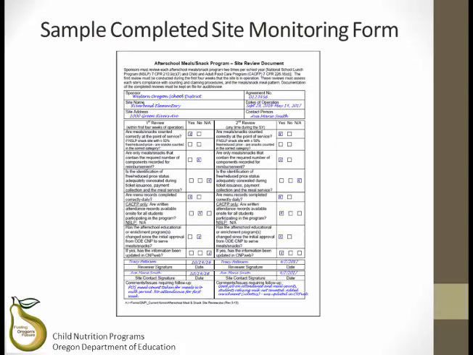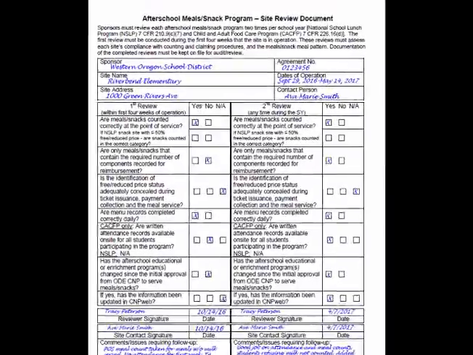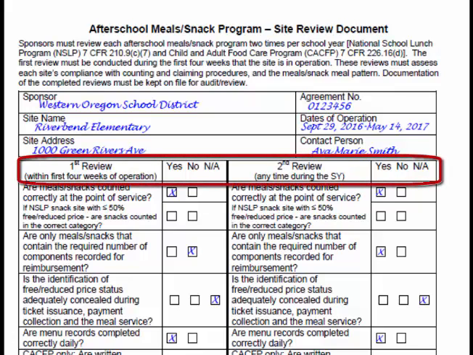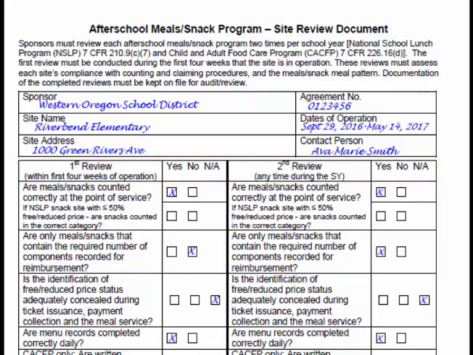Let's take a look at a sample completed site monitoring form. In this example, the site monitor is visiting Riverbend Elementary. Note that 2 site reviews must be completed, and the first review must be done within the first 4 weeks the site is in operation.